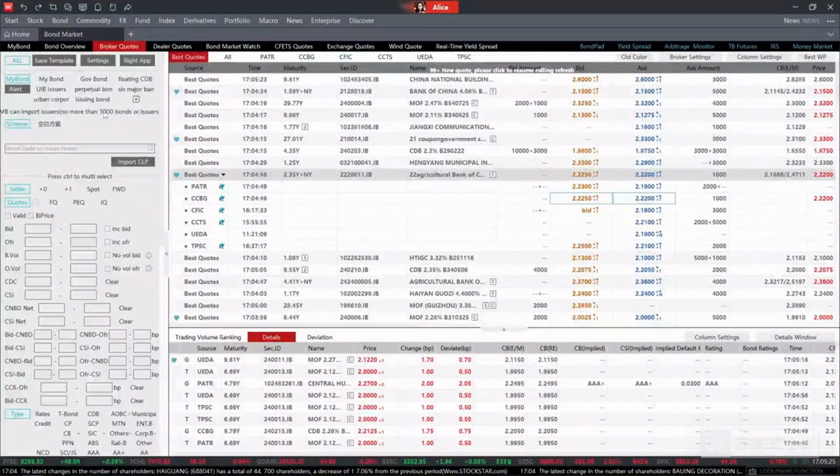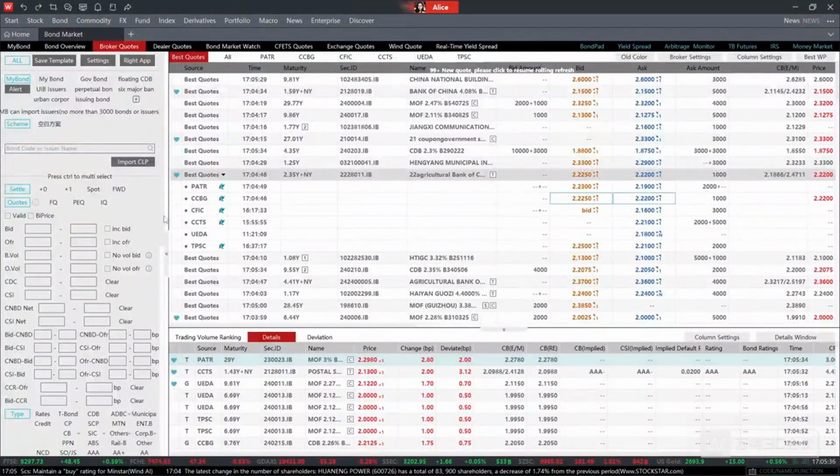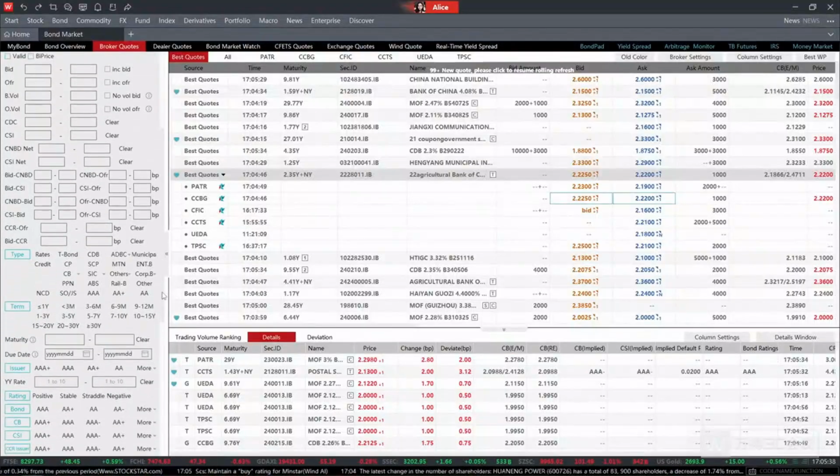We can see on the left hand side, we provide you a rich filtering condition, which can find the trading bond which you may need. It can depend on different types of bond. When we scroll down, we provide you different types, different terms, or even different ratings of the bond that you want. And today we are going to focus more on the interest rate bond, right?